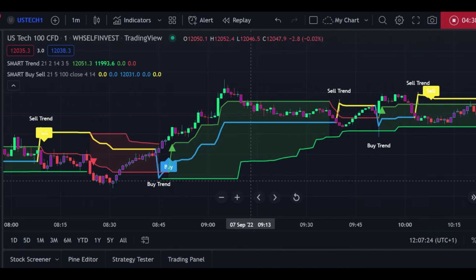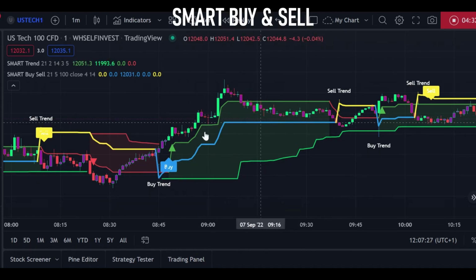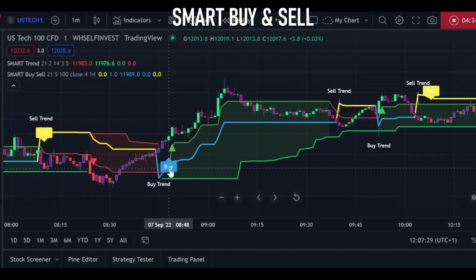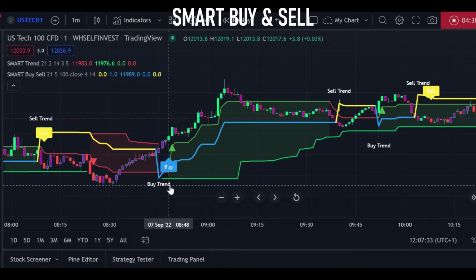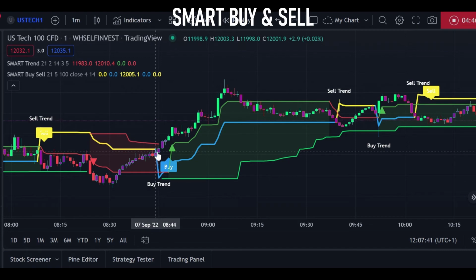Smart buy sell is straightforward. The blue line is a buy, yellow line is a sell, buy flag, sell flag. Simple and straightforward. The smart buy sell is a little bit more aggressive, so this is good if you're an aggressive trader. You can jump into your trade early. If you're conservative, you can wait for the green triangle I mentioned a moment ago.